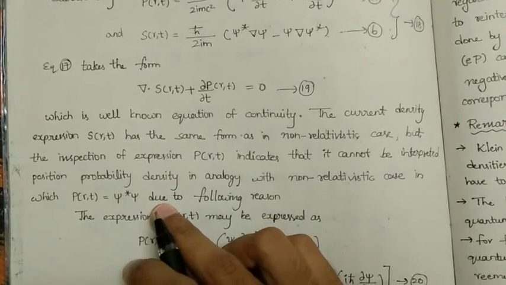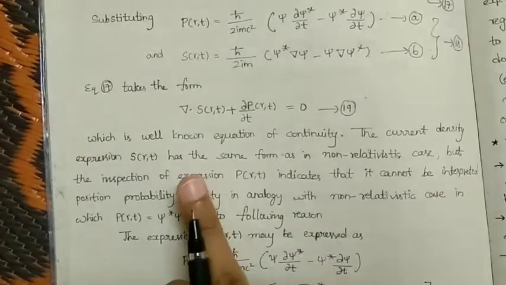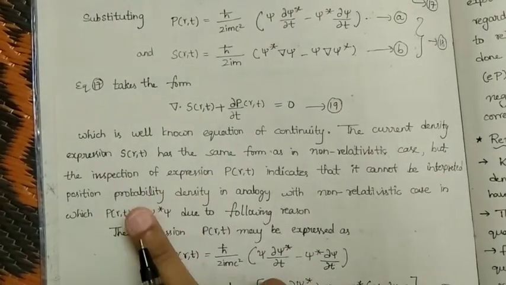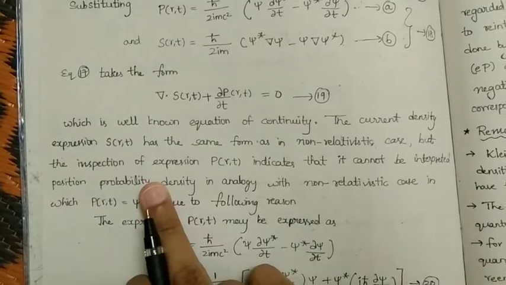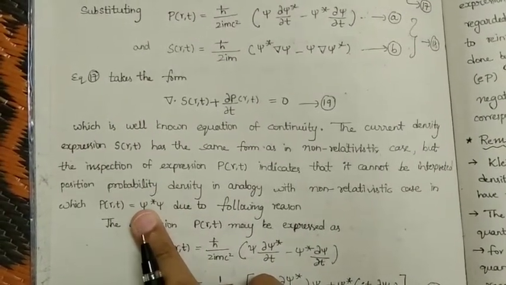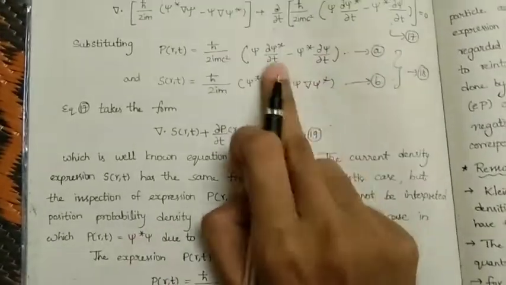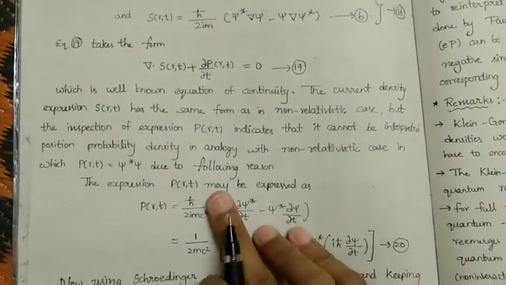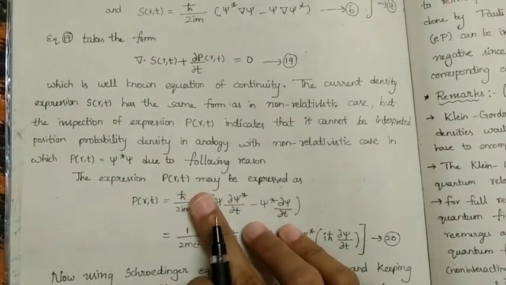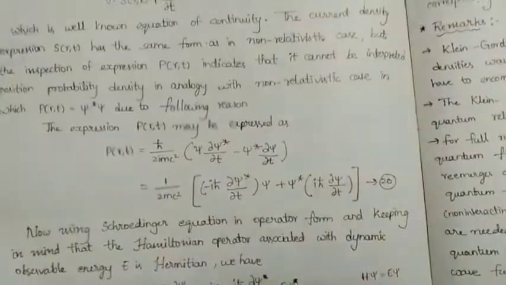So this probability density, they are saying, the inspection of the expression indicates it cannot be interpreted as position probability density. In the non-relativistic case we have probability density as xi into xi star, that is enough. But here we are having this term. So due to the following reasons, the expression P of r comma t may be expressed in this form.